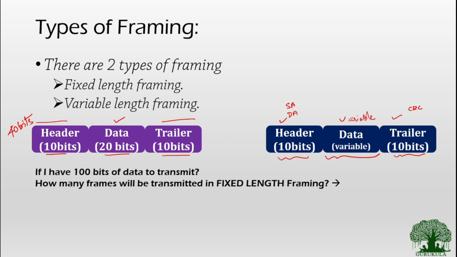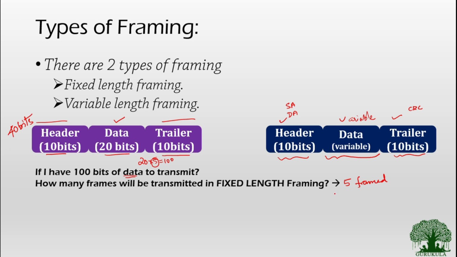Now let's take an example: I have 100 bits of data to transmit. How many frames will be transmitted in fixed length framing? If I have 100 bits of data, and here you can see I can incorporate only 20 bits at a time, then I need 20 into 5, which gives 100. So I need 5 frames to transmit 100 bits of data in the case of fixed length framing.